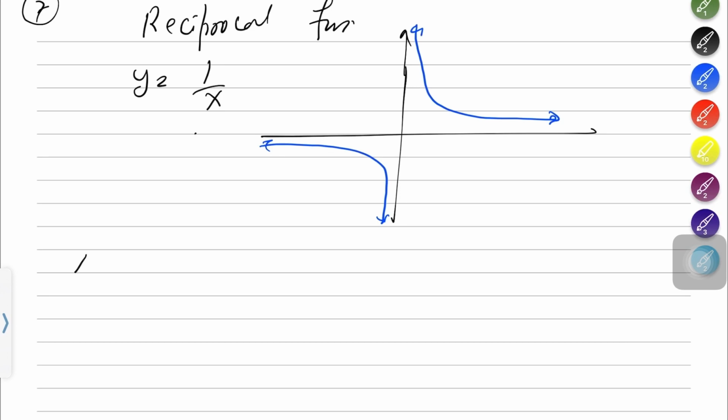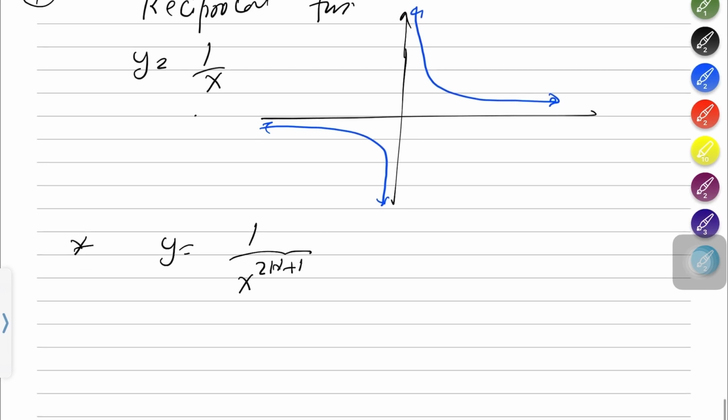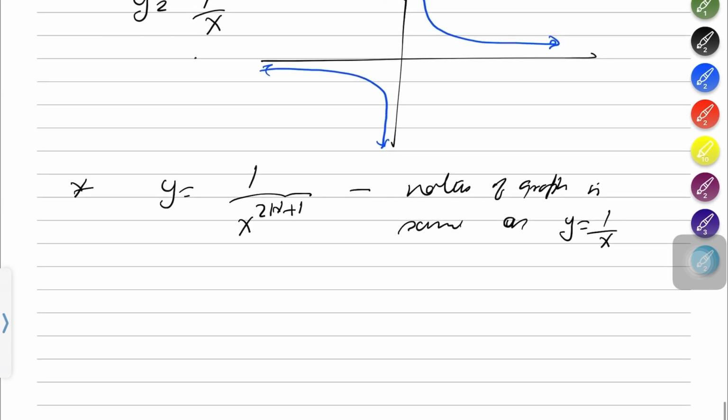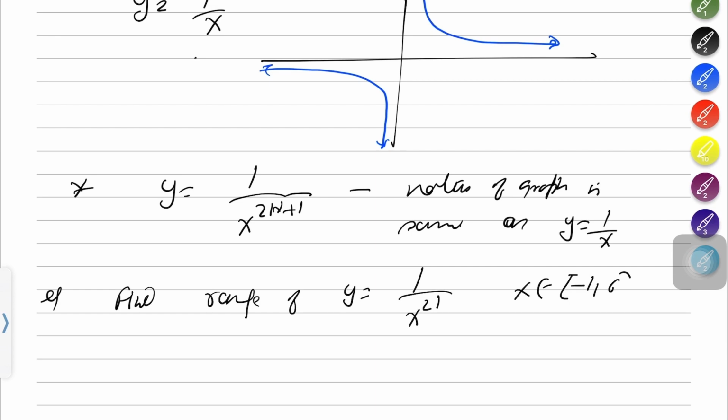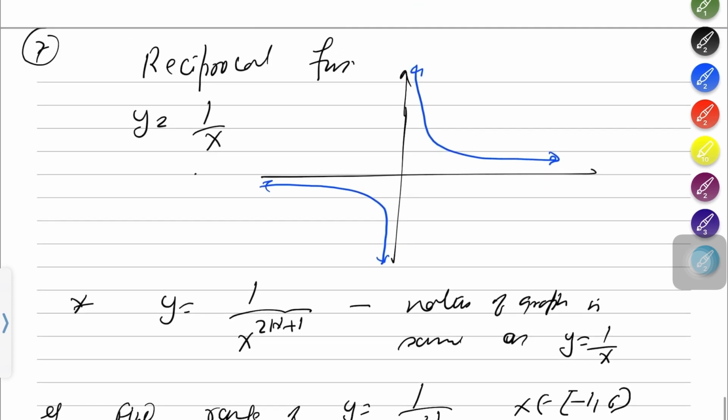And now again I am extending y is equal to 1 upon x to the power any odd natural number. They have the same nature of graph. The graph is the same as y is equal to 1 by x. That means if I ask you to find the range of y is equal to 1 upon x to the power 21, where x is, let's say, minus 1 to 6 open bracket, I have to find this range.